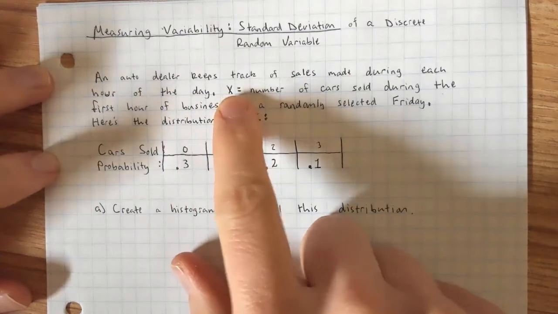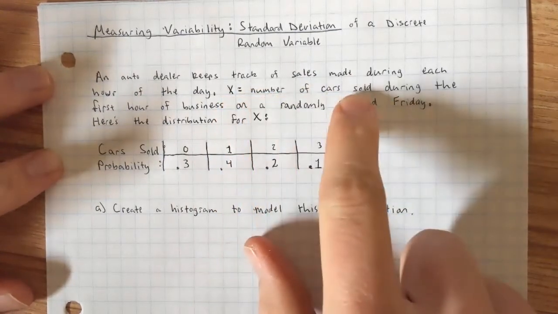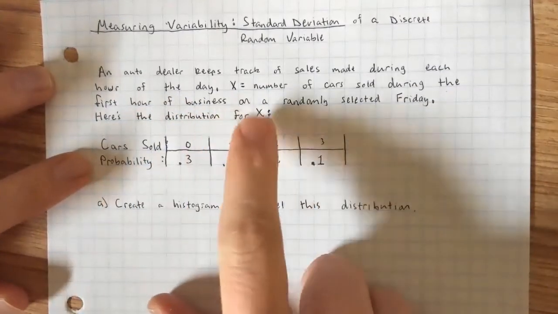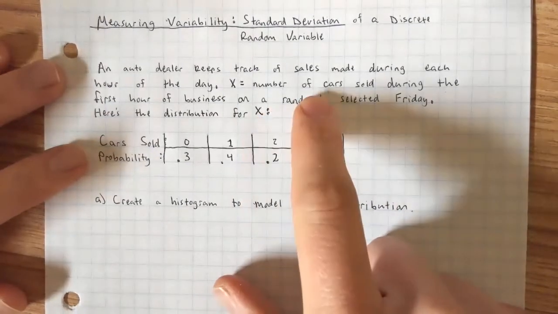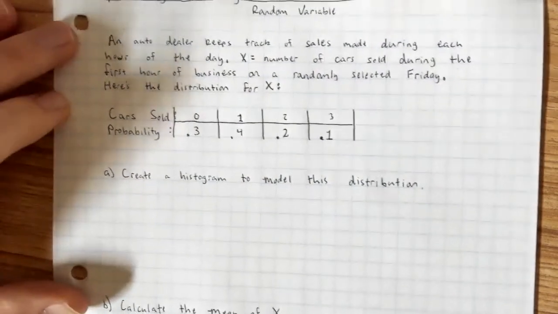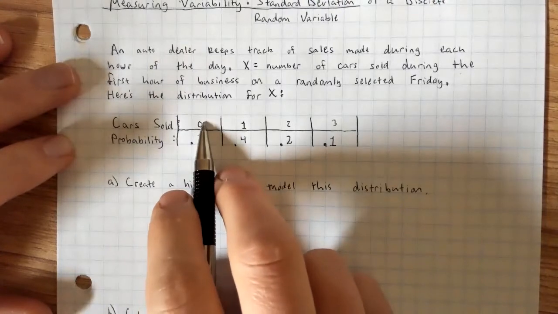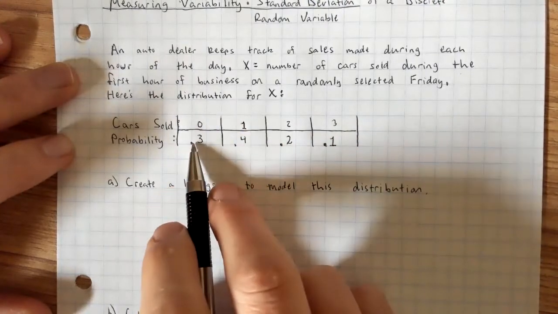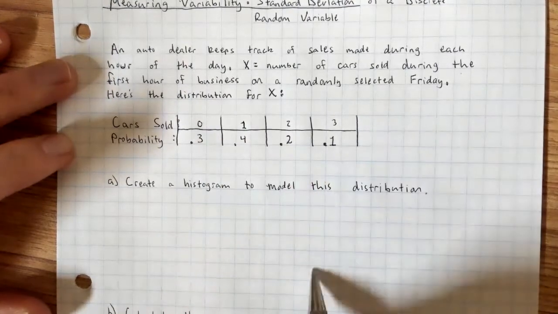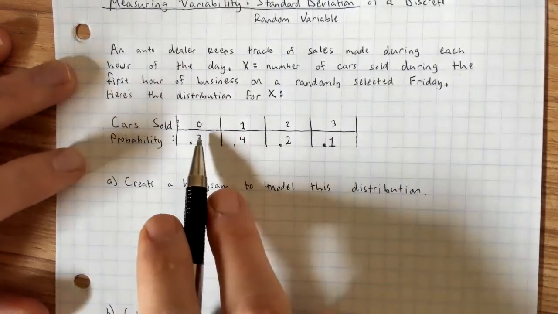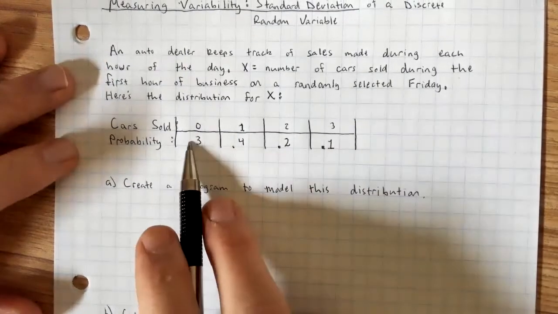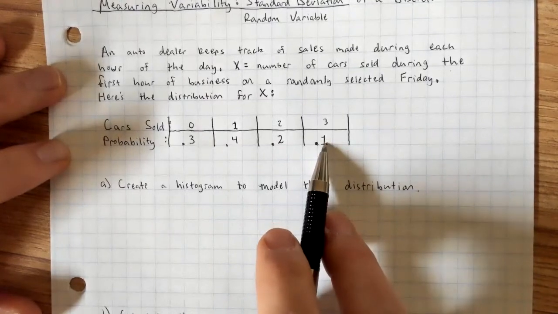X is our random variable, and it is the number of cars sold during the first hour of business on a randomly selected Friday. Here's the distribution for our random variable x. So from our distribution, we can see that they sell 0 cars with a probability of 0.3 or 30%. 1 car sold, probability of 0.4, and so on. It's a valid probability model because these probabilities all add up to 1 for the grand total, and each individual probability is between 0 and 1.